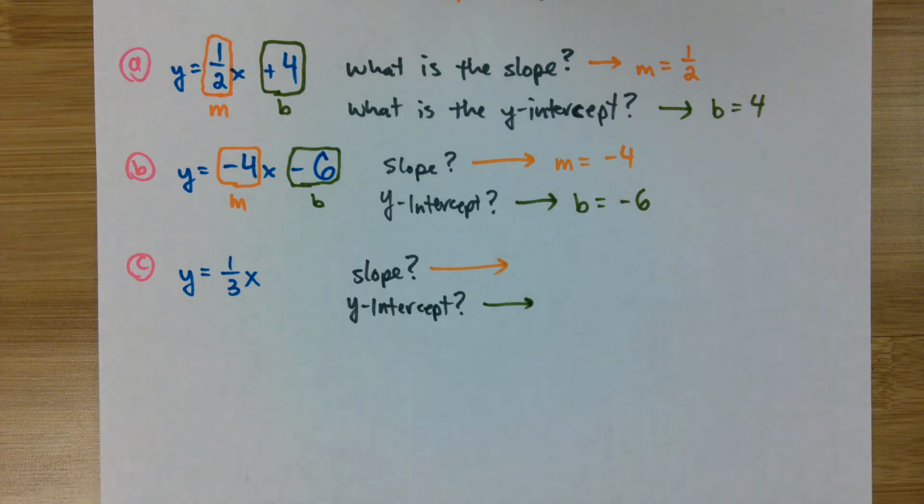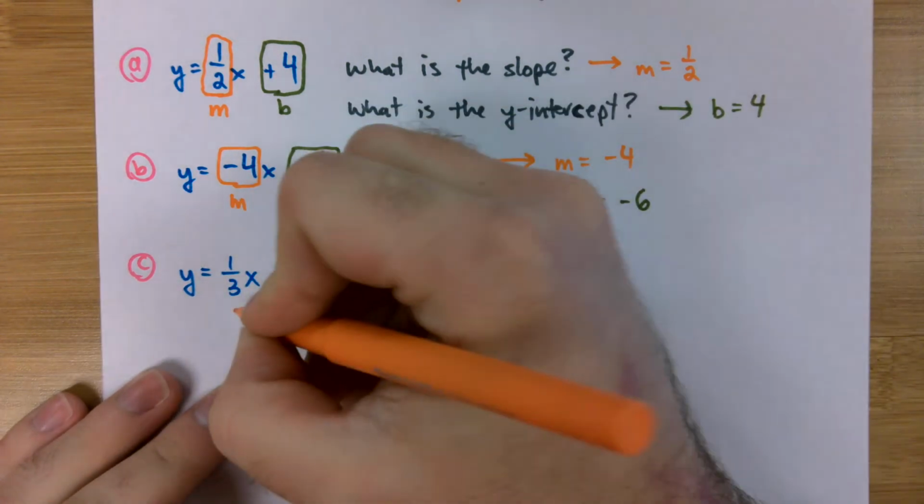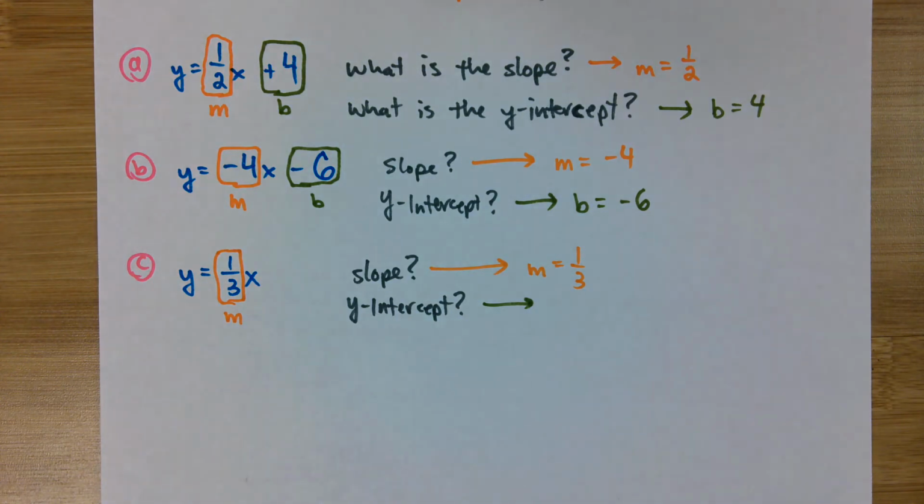What's the slope of this line? Anyone know? Rwanda says 1/3. That's exactly right. Our slope here is 1/3. It's the number that comes right before x. That's always going to be our m, which is our slope.